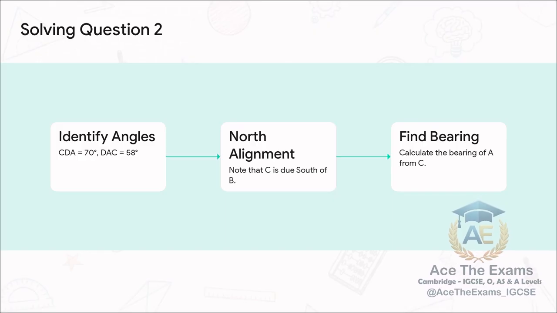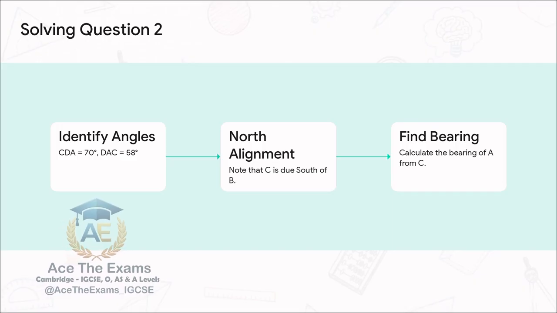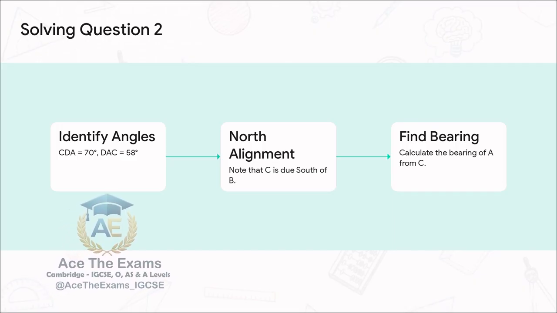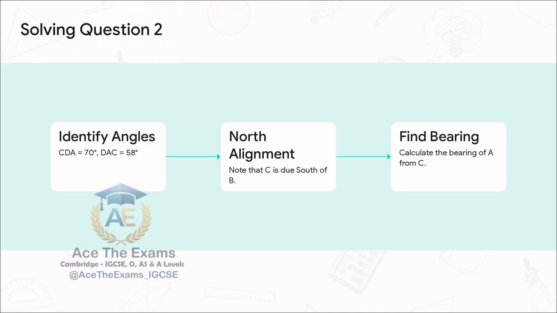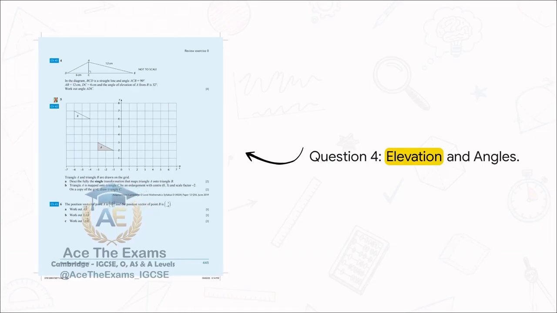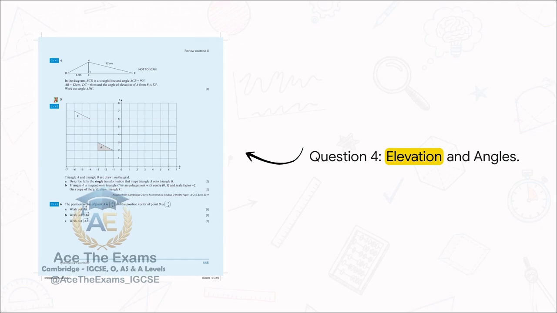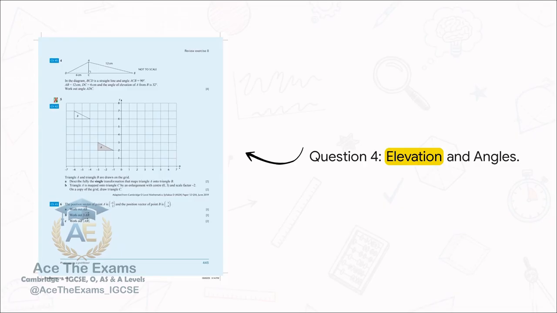You solve for angle C for the third mark, and finally, because C is due south of B, your north line points directly away from B, meaning the bearing is simply 360 degrees minus the angle you just found. That is the final logical step for your fourth and final mark. We can apply that exact same strategy to question 4. We need to recognize that the 32-degree angle of elevation of A from B is the vital key to finding angle ADC for another 4 marks.